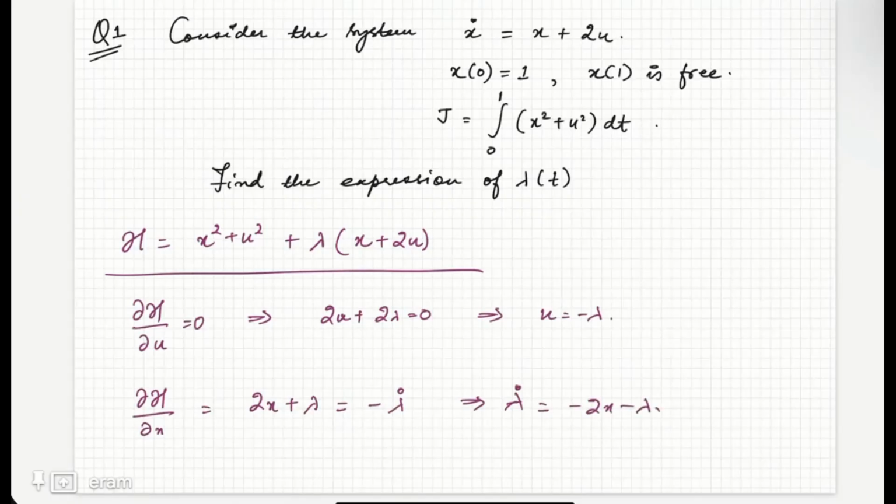And the boundary condition, that is H at t times delta t plus lambda at t times delta x(t), should be equal to 0. Now since this t is fixed, this variation is 0, and since delta x(t) is free, its coefficient must go to 0, that is lambda at t, and t is 1, so lambda of 1 should be equal to 0.